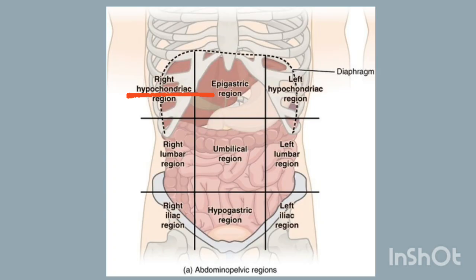The first one is the right hypochondriac region. The next one is the epigastric region. The next one is the left hypochondriac region. The next is the right lumbar region. The next is the umbilical region. Then the next is the left lumbar region. The next is the right iliac region. Then the hypogastric region and the left iliac region.